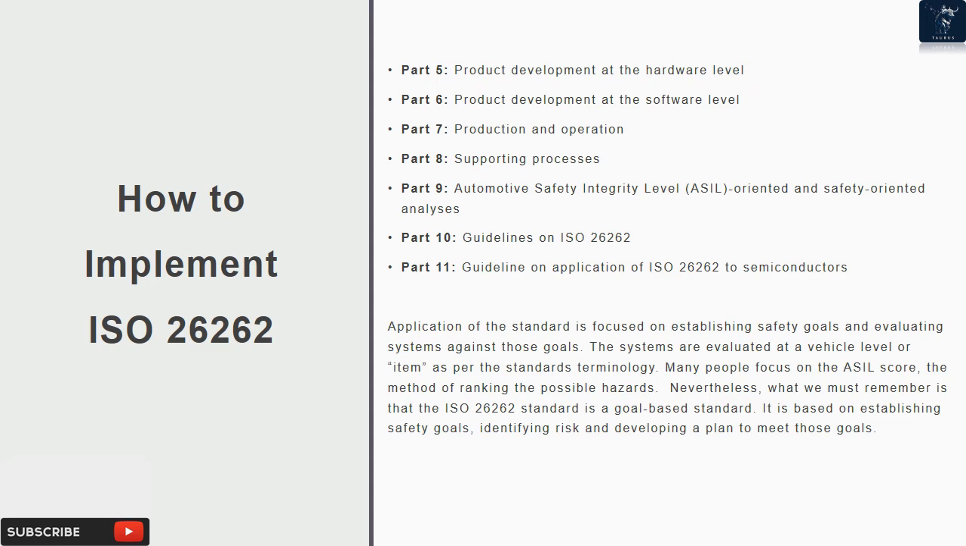Many people focus on the ASIL score, the method of ranking the possible hazards. Nevertheless, what we must remember is that the ISO 26262 standard is a goal-based standard. It is based on establishing safety goals, identifying risk, and developing a plan to meet those goals.